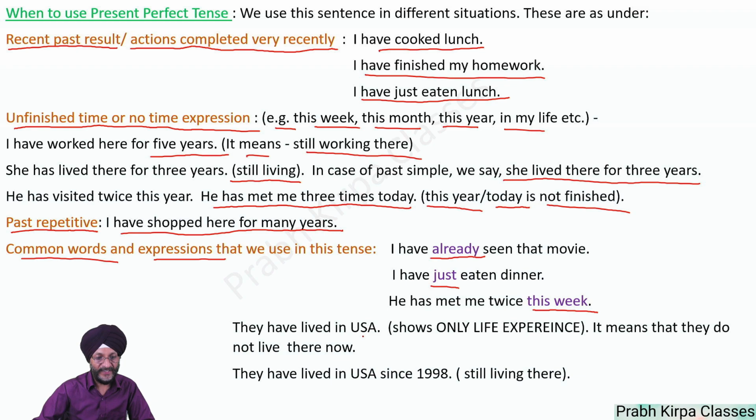They have lived in USA. It shows only life experience. This sentence means that they do not live there now, that they do not reside in USA now. This sentence only shows our life experience. The next sentence is: they have lived in USA since 1998. It shows that they are still living there.